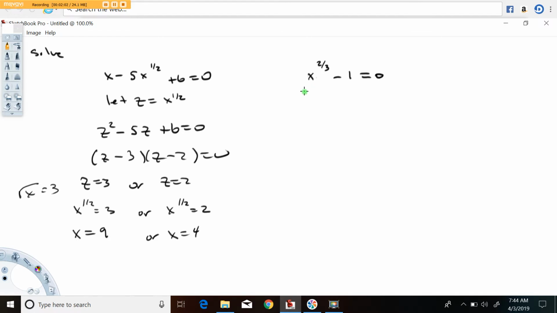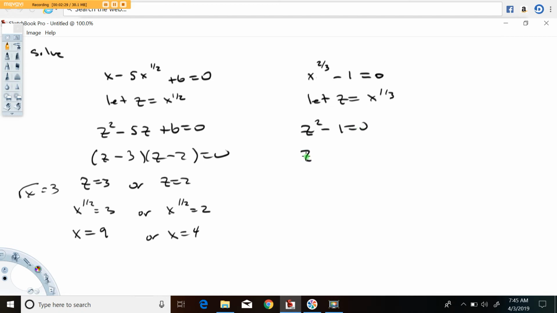All right, let's take a look at this one. So this is x to the 2/3 minus 1. A good substitution that would help us out here is this: let's let z equal x to the 1/3, because this term right here is x to the 1/3 squared. So this will become a z squared. So I have z squared minus 1 equals 0.